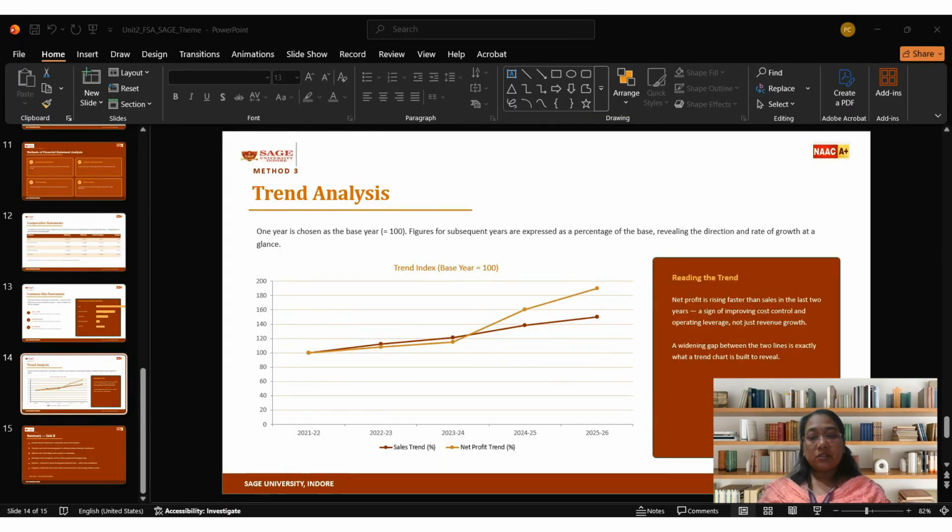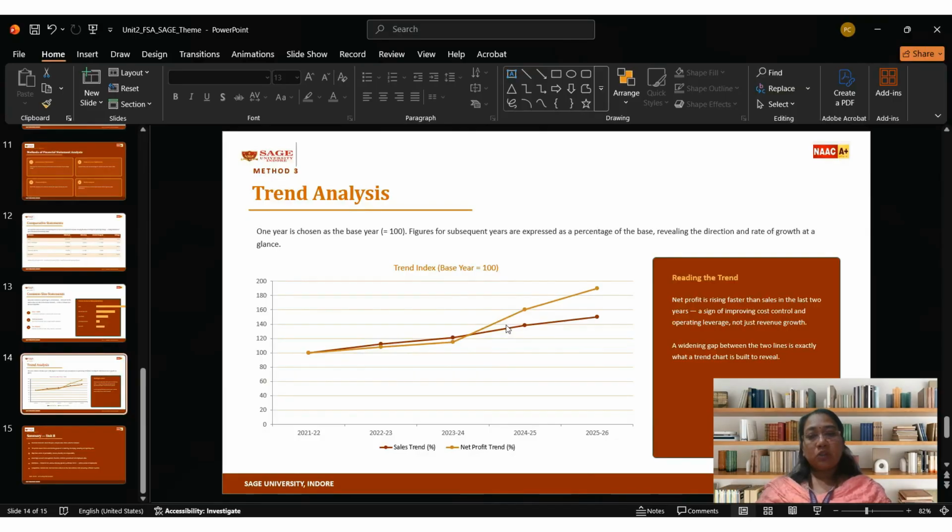We will study this in detail in Unit 3. So today we will only introduce it briefly. Let's now look at the first three of these methods a little more closely with simple examples. Let's start with comparative statements.